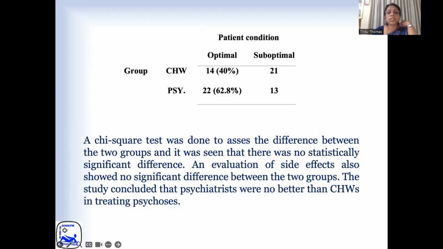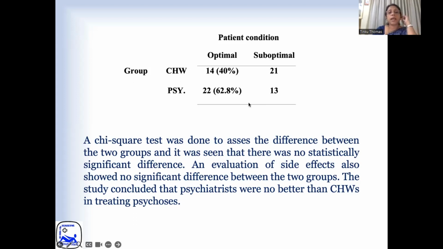So what does that mean? Does it mean that the community health workers were as good as the psychiatrists? No, it merely means that there was no sufficient evidence to state that there was a difference between the community health worker and the psychiatrist. So that is why the sample size calculation is critical. Suppose the sample size was a little higher, then they would have been able to state that this difference of 12.8% is statistically significant.